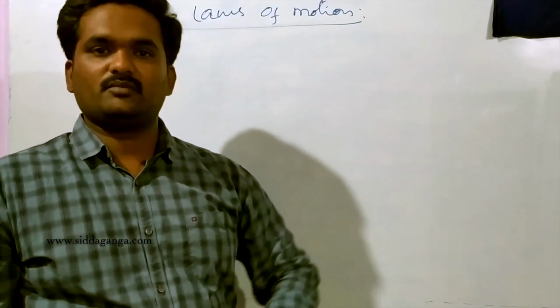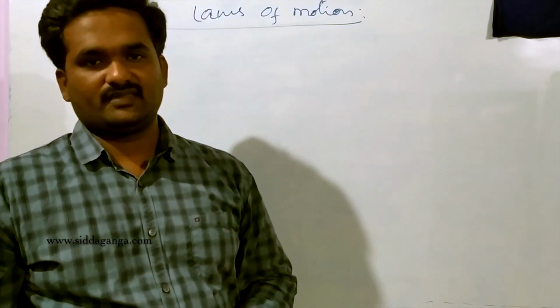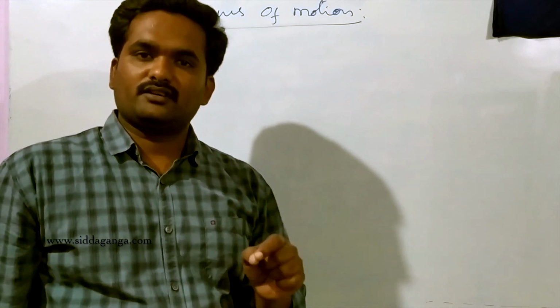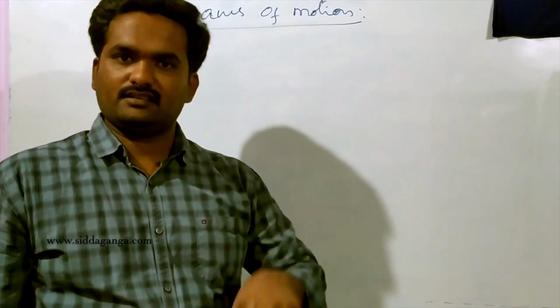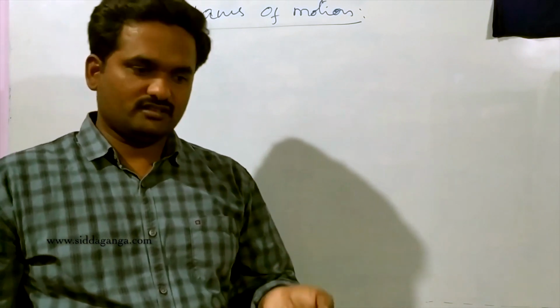So that lies within the body which is going to experience that. That is called inertia. That's what inertia is: inertia of rest, which is to say the opposition offered to a change of state. What type of state is it? It is rest, motion, or direction: change of state of rest, change of state of motion, change of state of direction.